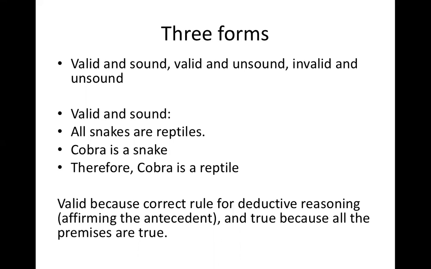So just to repeat what we just did, valid and sound: all snakes are reptiles, which is true. Cobra is a snake, that's true. Therefore, cobra is a reptile, that's true. And then what kind of argument is it? Cobra is a snake affirms the antecedent. So it's an argument that affirms the antecedent. It's a modus ponens. So it's a valid modus ponens, and it is true because all the information in the argument is true. So the argument is valid and sound.